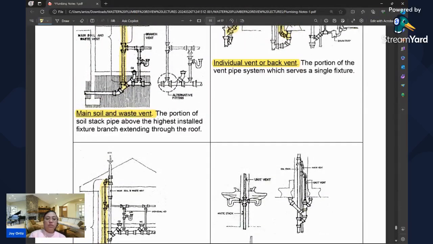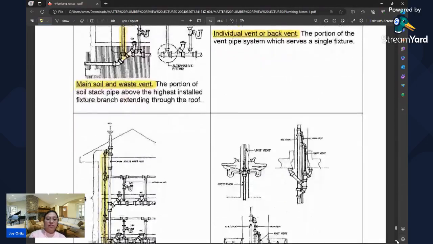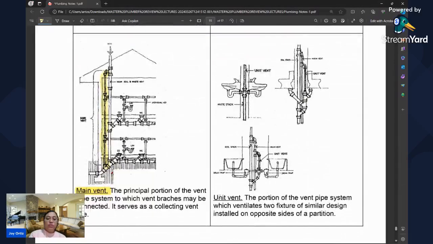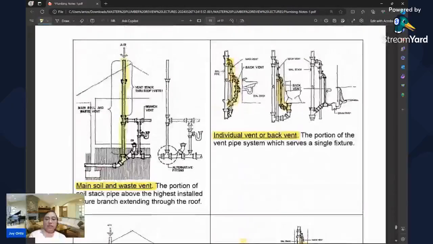So we have the main soil and waste vent, the main vent, and the unit vent. This unit vent, it's this one, from the CR. It's a portion of the vent pipe which ventilates two fixtures. If two, it's a unit vent. If one, that is a back vent.